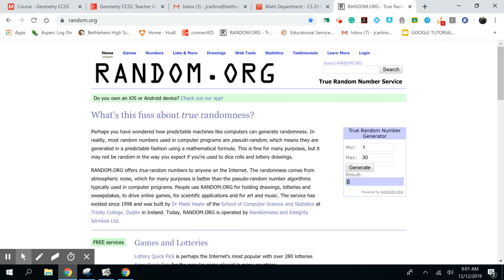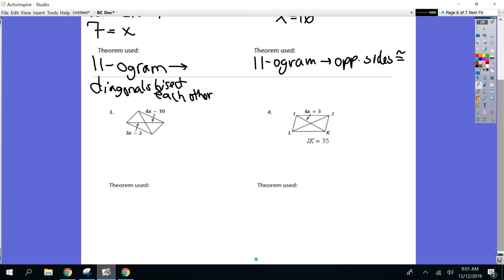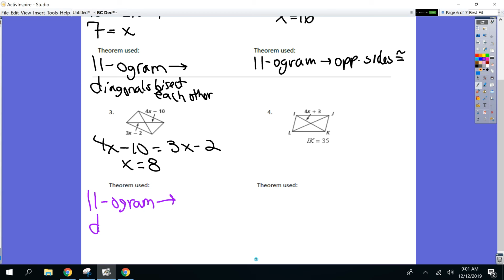All right, 3, set up an equation for me here. Solve for x. Oh, 19, what do you got for me? Go ahead, take your time, solve for x for me. Yeah, x equals 8. And then calm down so I can write. Yep, we use diagonals bisect each other again. Okay, nice job.